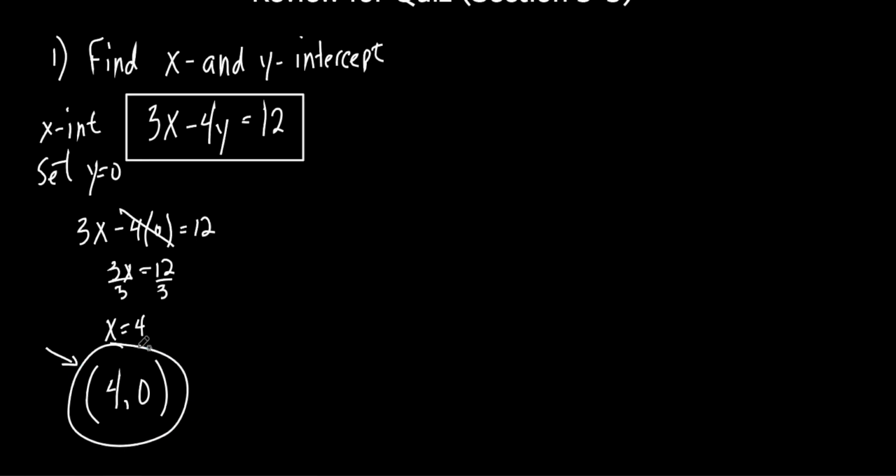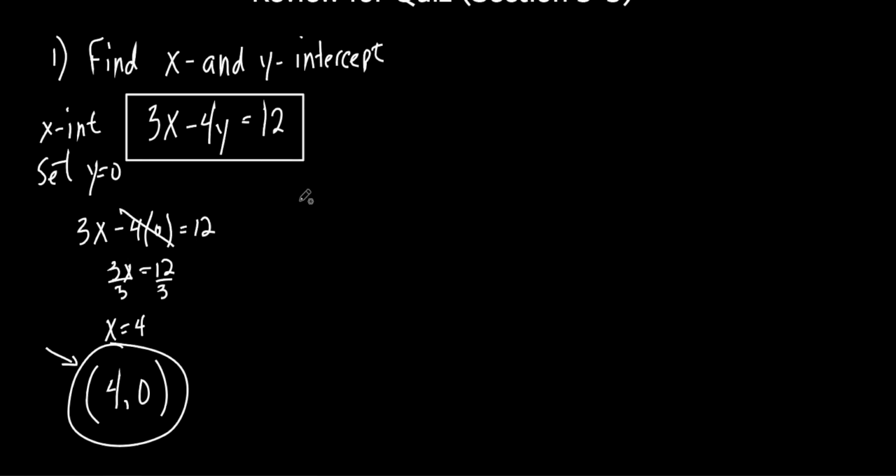Yes? This? Yeah, because 4 times 0 is 0. All right? 4 times 0 is 0, so I don't need it, right? So it's just 3x equals 12. This is how I want you to write the answer. Write that down in your notes somewhere. You write it as an ordered pair. Write it as (4, 0).